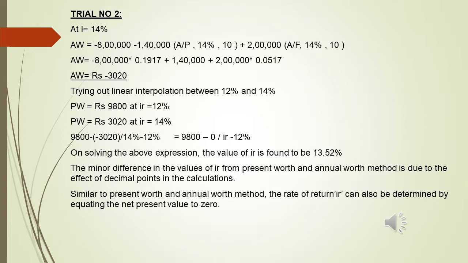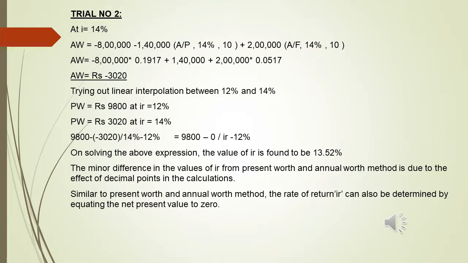In the second trial, I will give the i value as 14%. When I calculate for 14%, I will get minus 3020. So it is plus 9800 and minus 3020. I will interpolate these two. At 12%, my value is 9800 and for 14% my value is minus 3020. So when I interpolate, I will get the IR value as 13.52%.